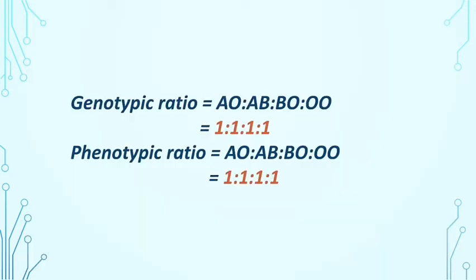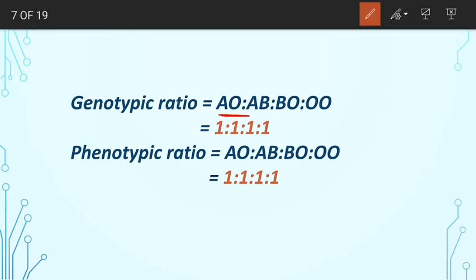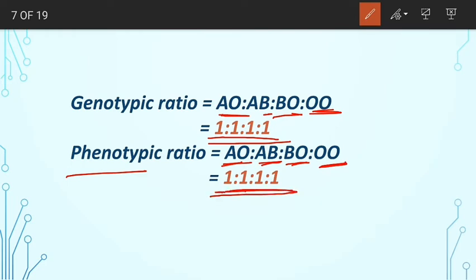Now, if we look at the genotypic and phenotypic ratio, then in the genotypic ratio there will be AO, AB, BO and OO, and the ratios of all of them are the same, that is 1:1:1:1. And in the phenotypic ratio, the ratio will also be the same, as there are four kinds of possible blood groups, that is A blood group, AB blood group, B blood group and O blood group. And in this case also the ratio will be the same, that is 1:1:1:1. That is, in codominance, the genotypic and phenotypic ratios are the same.